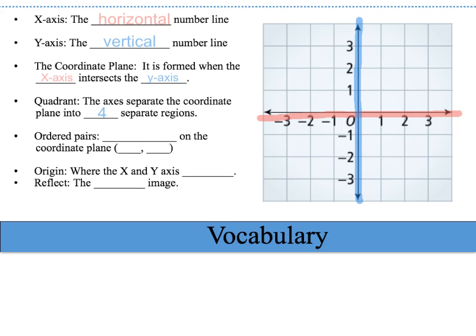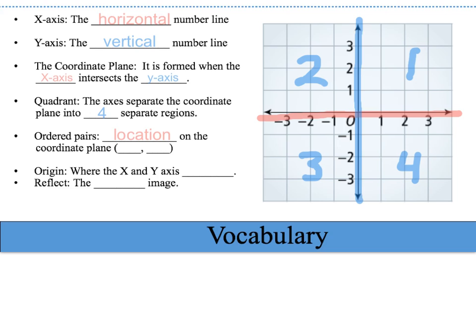The next vocabulary word is quadrant, and the axes separate the coordinate plane into 4 separate regions, which are known as the quadrants. So this is quadrant number 1 right here, and we're going to count counterclockwise. So this is quadrant number 2, quadrant number 3, and quadrant number 4.